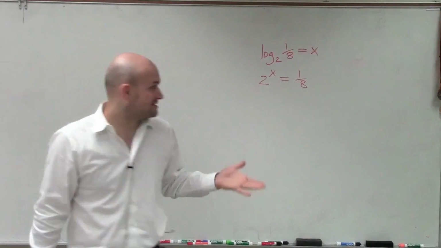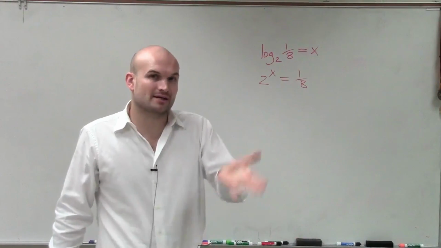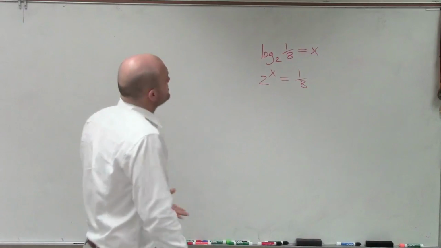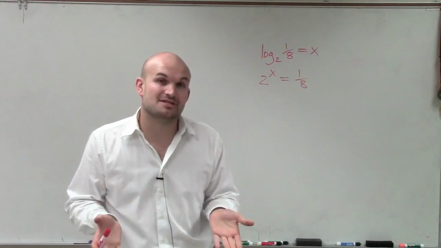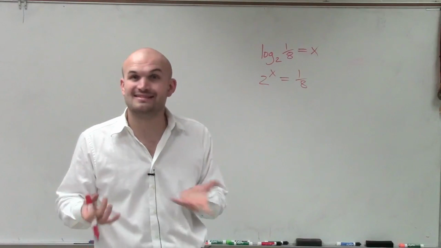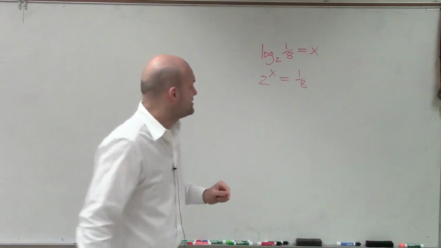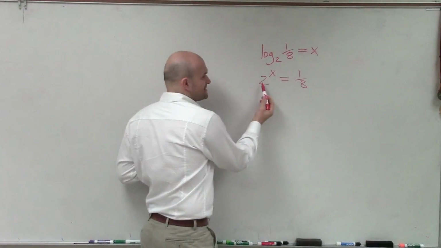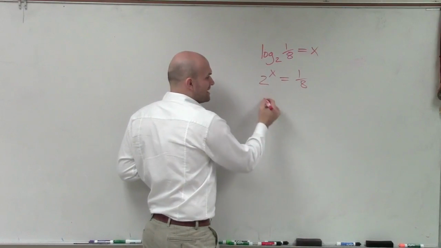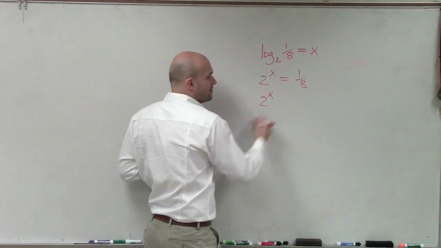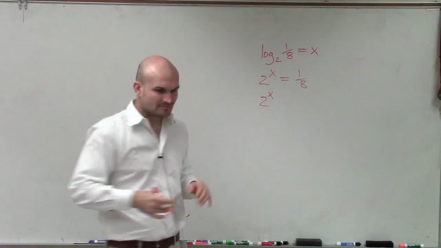So now what I need to say is, all right, well, 2 raised to what power equals 1 over 8? And to work this as an exponential equation, a lot of times we like to rewrite the exponentials so they have the same base, if it is possible. In this case, here I have a base of 2. Here I have a base of 1/8. Well, can I rewrite these using the same base? And if I think of base 2, how can I rewrite 8 as the same base?